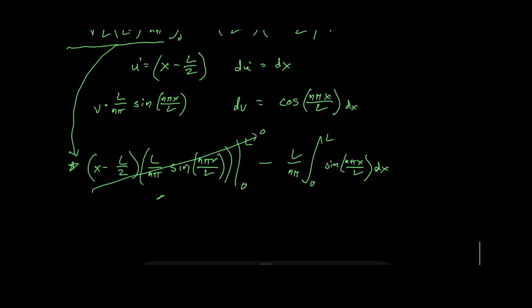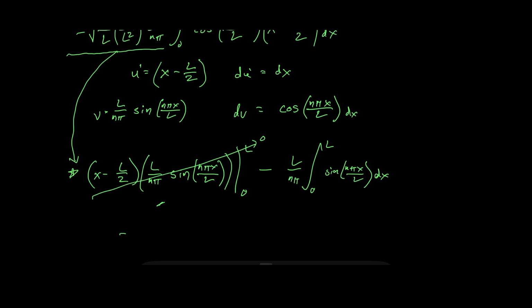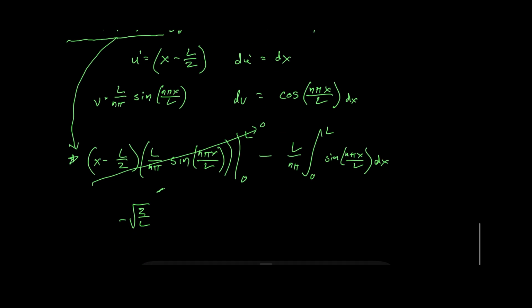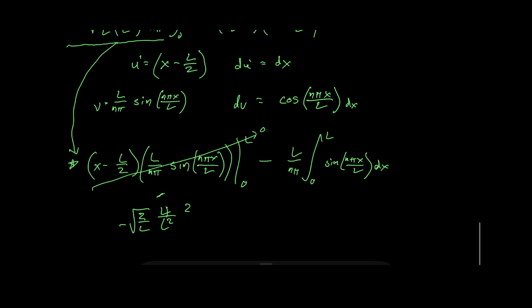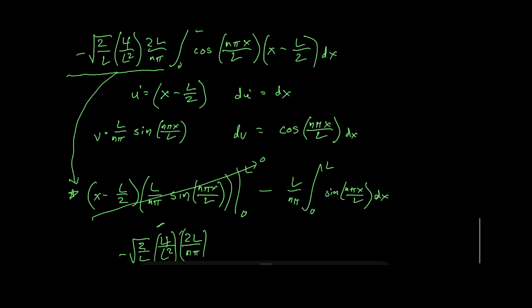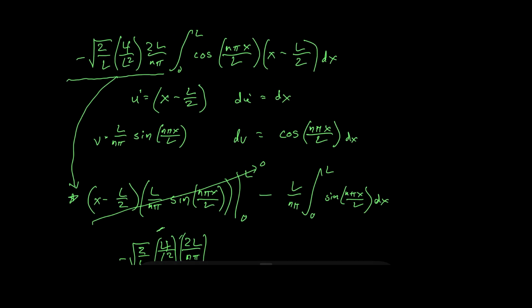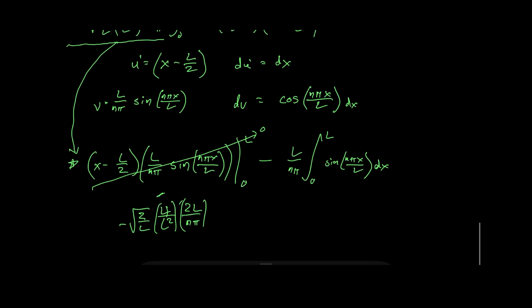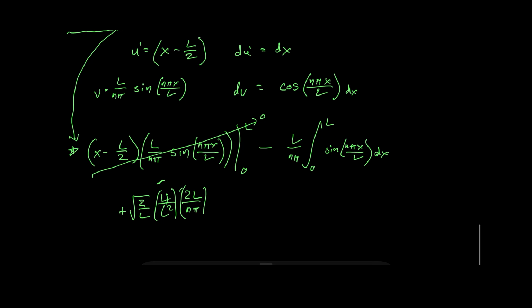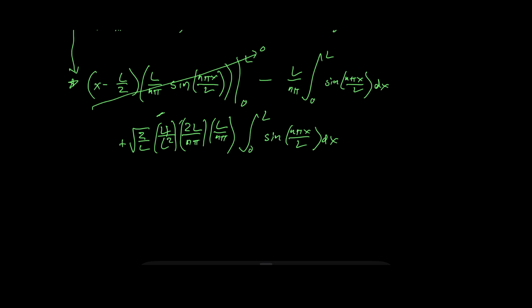We bring down all our factors here. Well, what do we have? We have a minus square root of 2 over L. What do we have? 4 over L squared, and 2L over n pi, times, oh, this is going to turn into a plus, times L over n pi, the integral from 0 to L of sine n pi x over L dx, and that is going to give us, let's just simplify this.